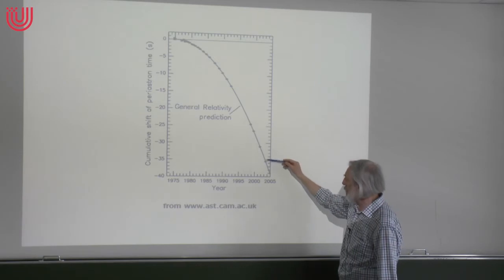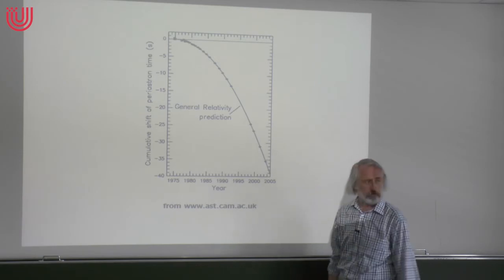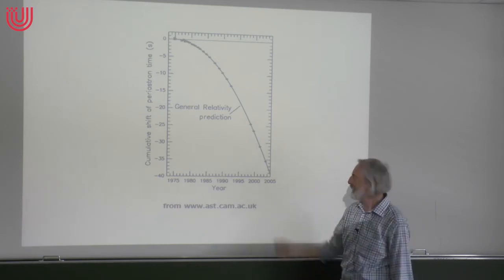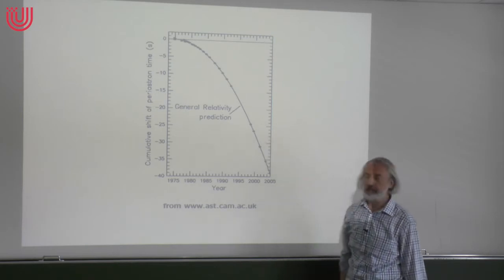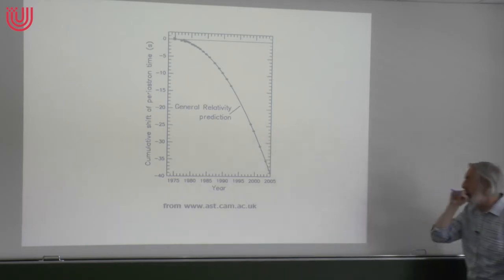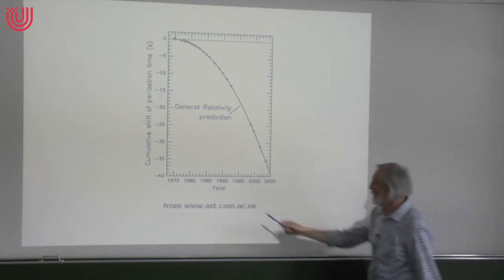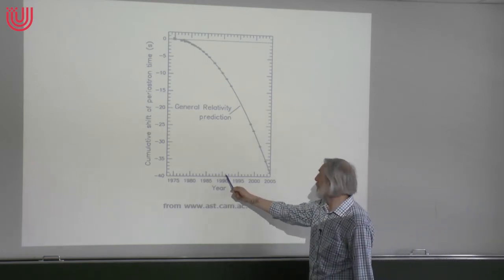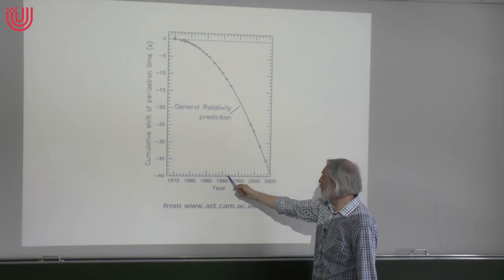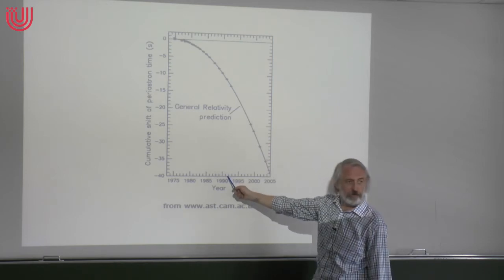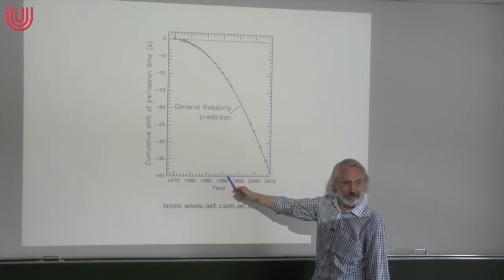Here you see no error bars. Why not? Because they are so small that you cannot see them. So the points really are precisely on the curve. And well, here in '93, the Nobel Committee was of the opinion, now the agreement is good enough, now we could give the Nobel Prize to these guys.